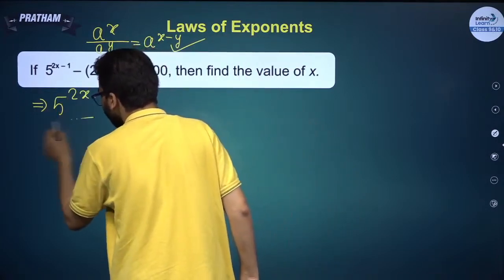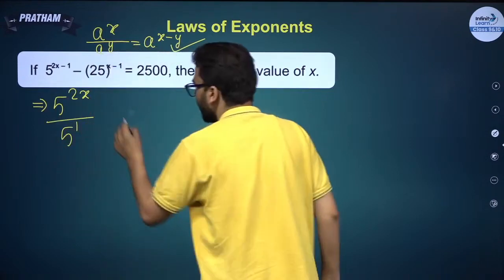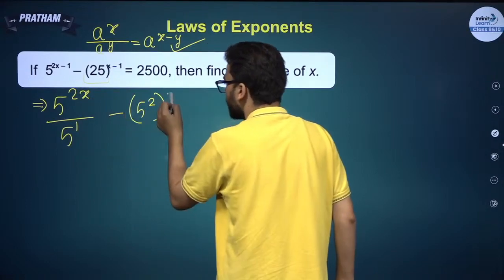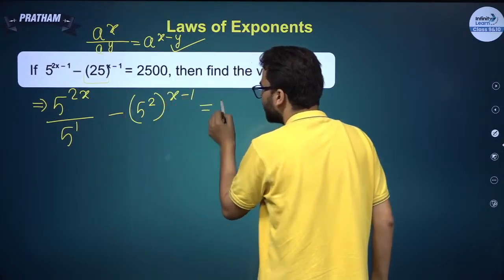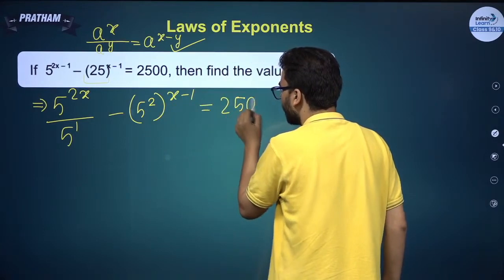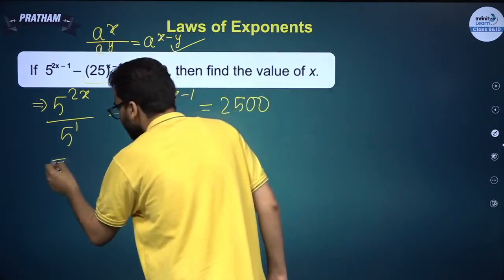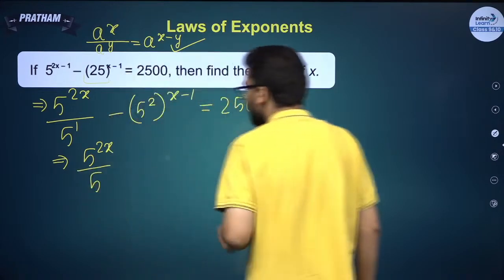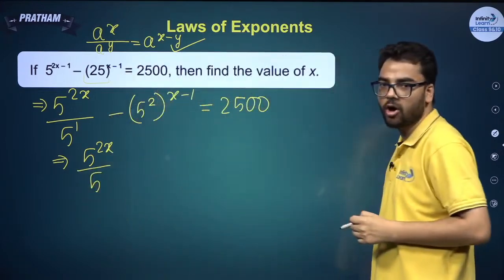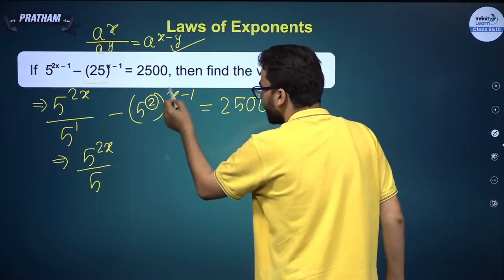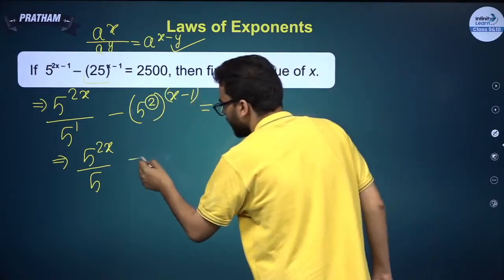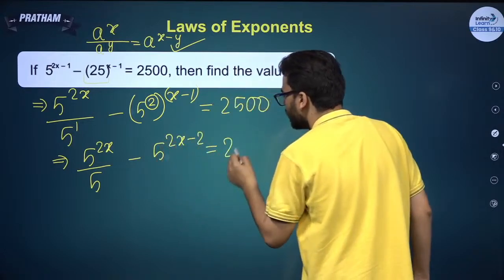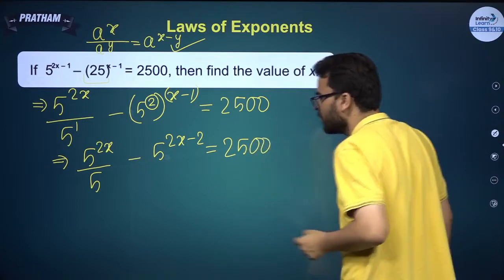5 raised to the power 2x divided by 5 raised to the power 1 minus 25 can be written as 5 square only. The whole raised to the power x minus 1 is there, right? And this is equal to 2500. I hope that is clear. So this is nothing but 5 raised to the power 2x divided by 5. And then we can use power of power law of exponent. This 2 will be multiplied to this whole x minus 1. So this is 5 raised to the power 2x minus 2. So that is equal to 2500 over here. I hope that is clear.